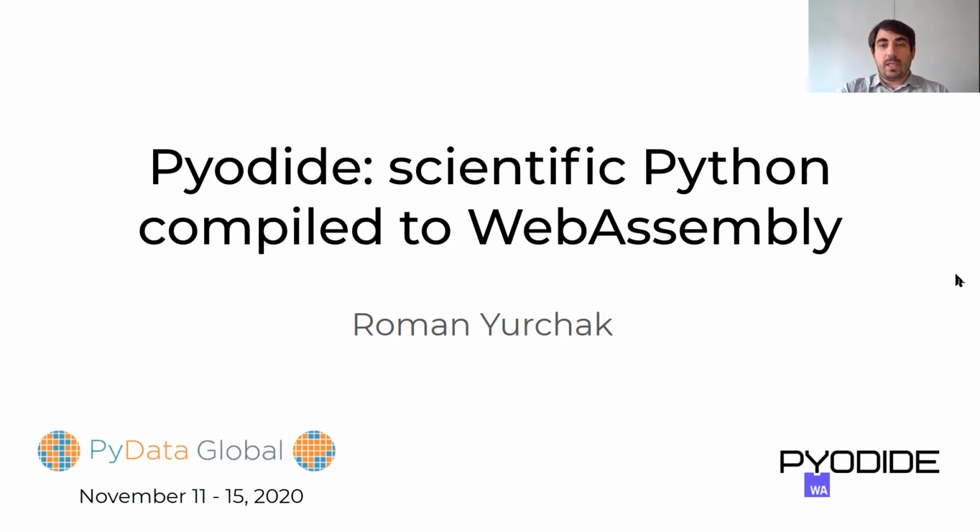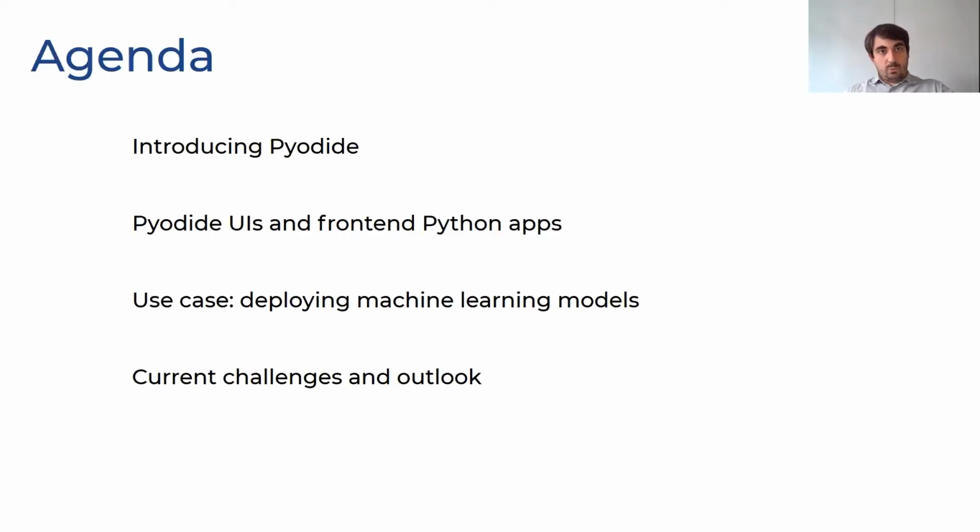So the plan today is that we'll start by introducing Pyodide and discuss its features. We'll then look through different user interfaces that are available for Pyodide, and we'll also discuss the implications of running Python on the front end. And then we'll consider the use case of deploying machine learning models with Pyodide, and we'll conclude finally with looking at the current challenges and things that are still planned to be developed in the near future.